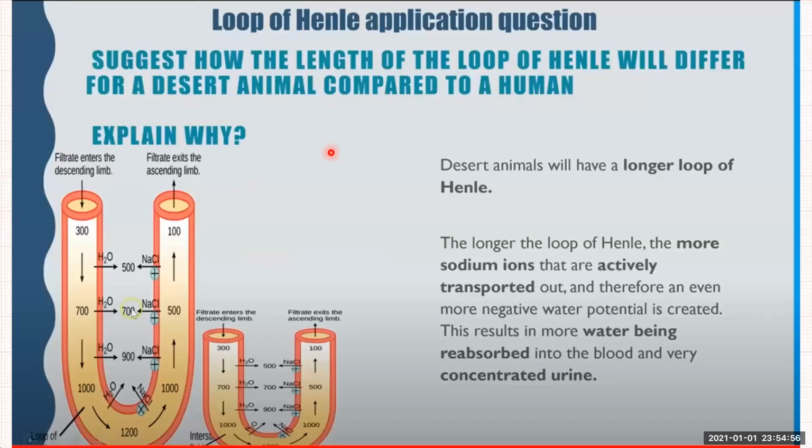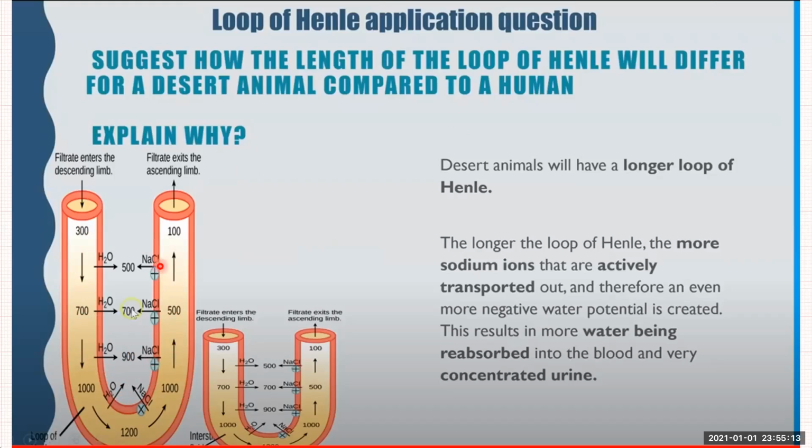Okay, so a question actually comes in your exam that suggests how the length of the loop of Henle would differ for a desert animal compared to a human, and they ask you to explain it. So the reason that you are going to give for that is that desert animals actually have a longer loop of Henle. So just think of the reason.